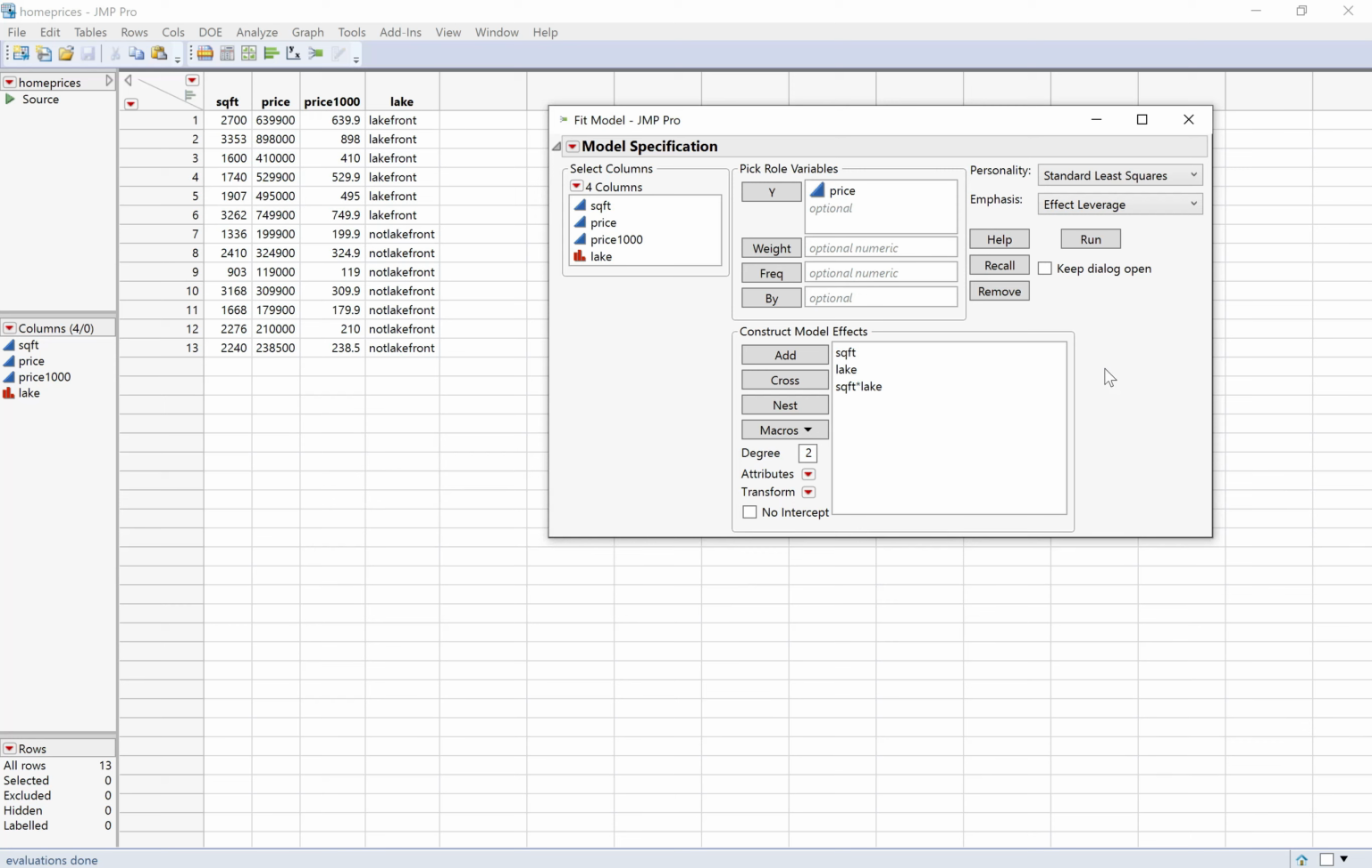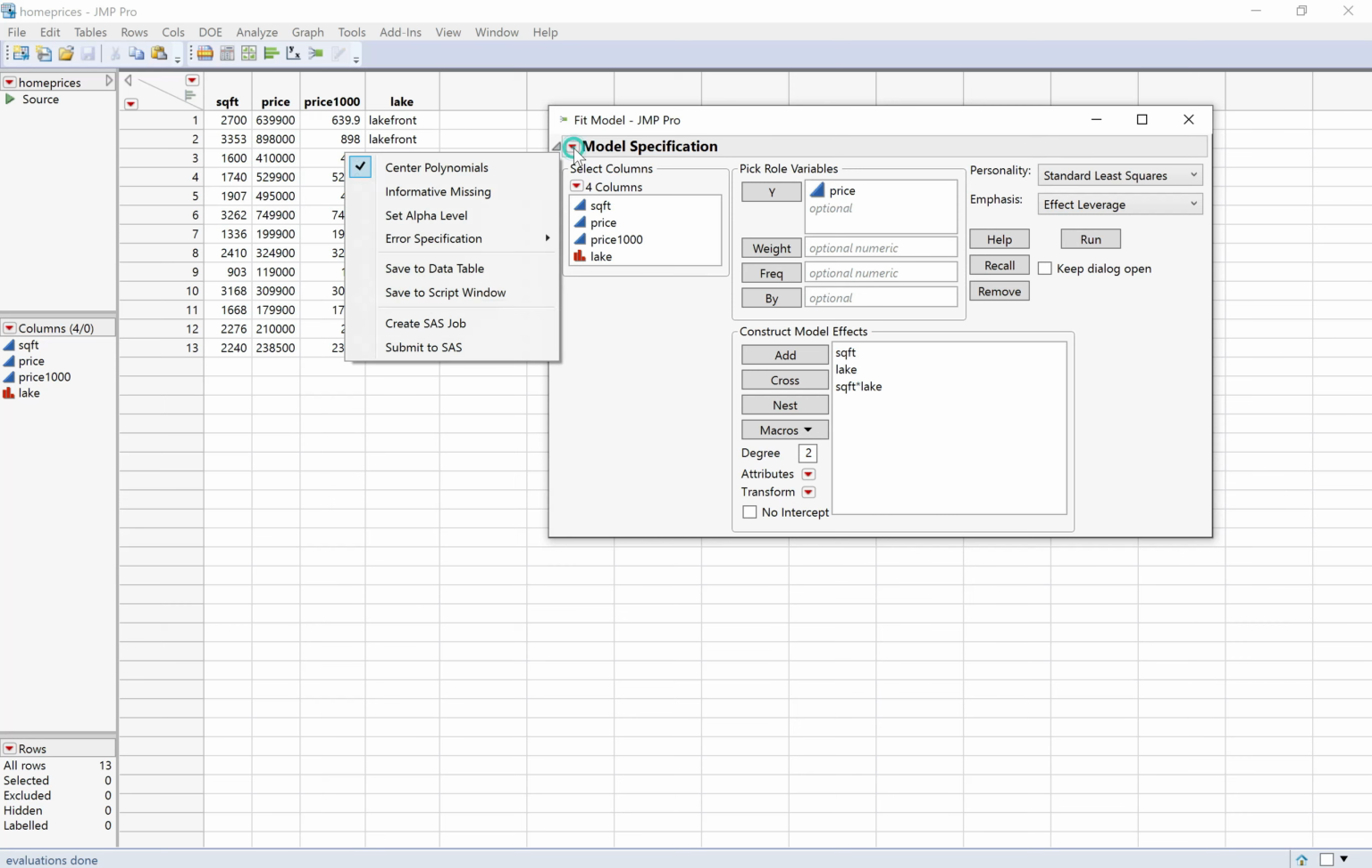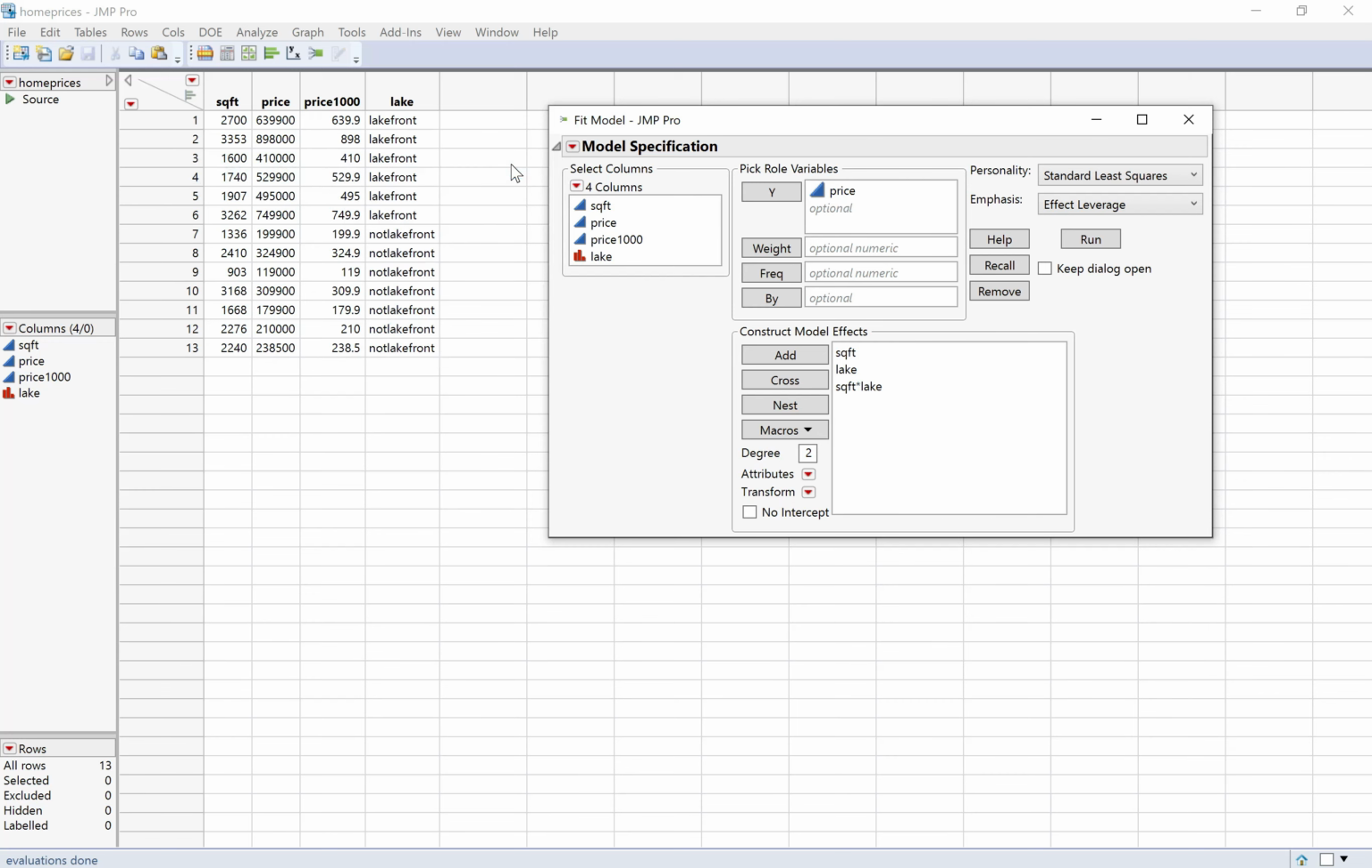Okay, and then we're actually going to change something here before we even click run. So we've never had to do this before, but I'm going to click the little red arrow next to model specification. And by default, it says center polynomials. We're going to uncheck that because we want just our plain quantitative explanatory variable. And then I'm going to click run.